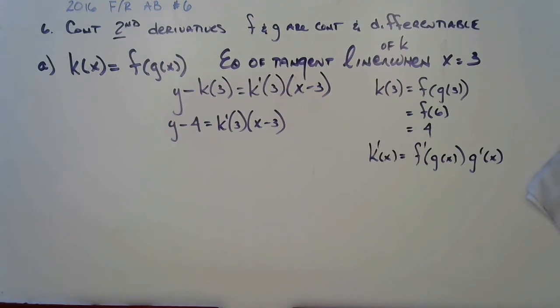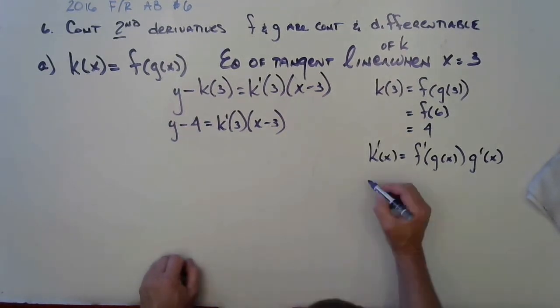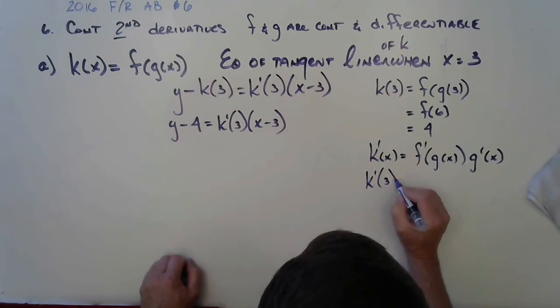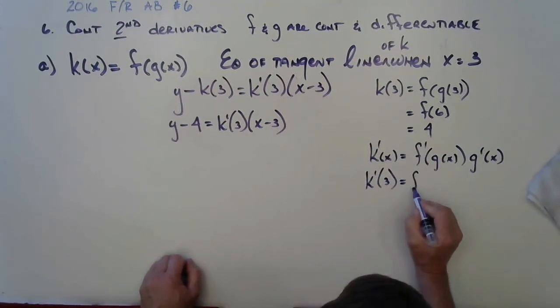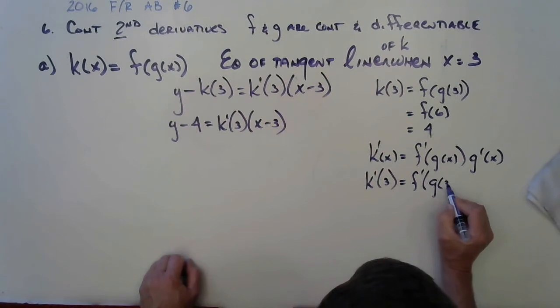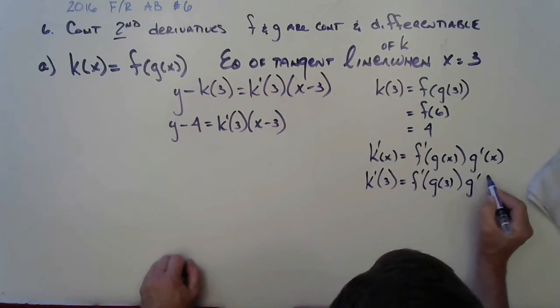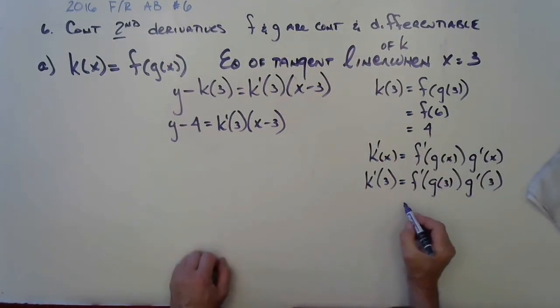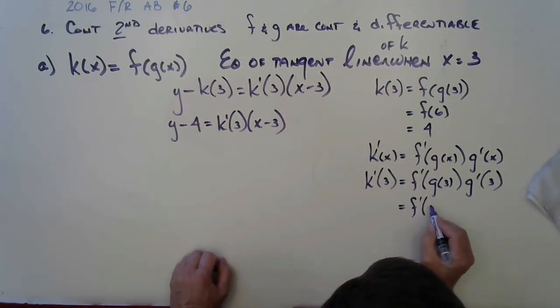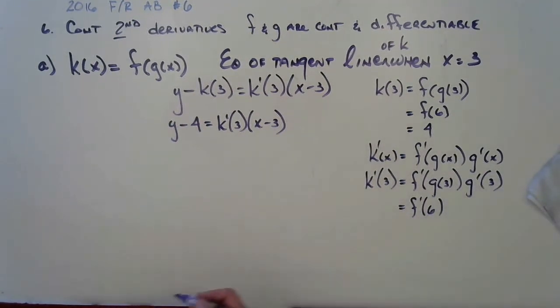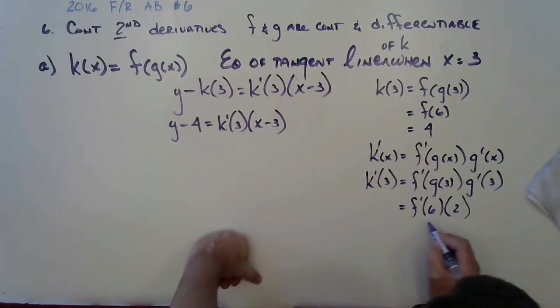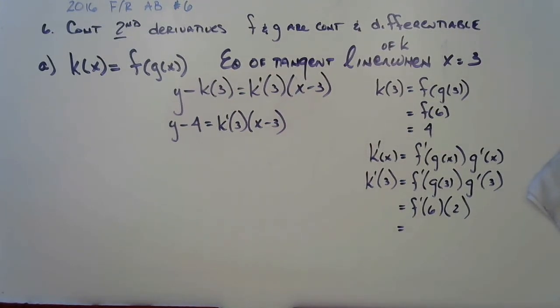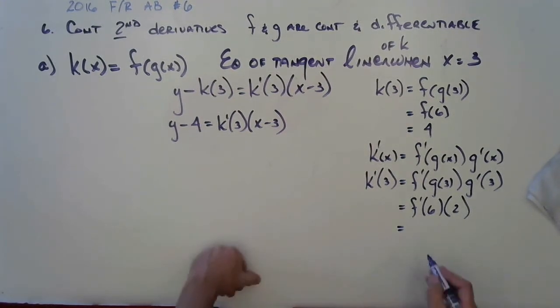See what they're doing here? They're just seeing if you know the chain rule. So what's k prime of 3? Well, that's going to be f prime evaluated at g of 3 times g prime at 3. And we can look all those up. We know g of 3 is 6. So that's f prime of 6. We know g prime of 3, if we look at the table, g prime of 3 is 2. And now we go back to our table and we find f prime of 6 is 5.